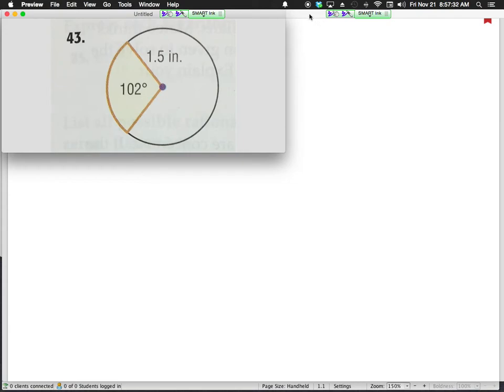is number 43. This time we're looking at area of a sector. The directions say find the area of each sector. So we're wanting the area of that highlighted region there. If I'm finding area, that means I need the area formula. Area equals 1/2 r squared theta. So I'm finding area. I've got 1/2. What's my radius? 1.5 squared. My angle is 102.